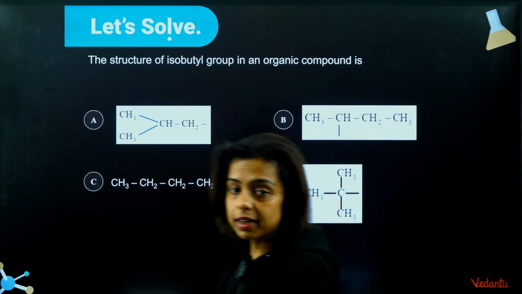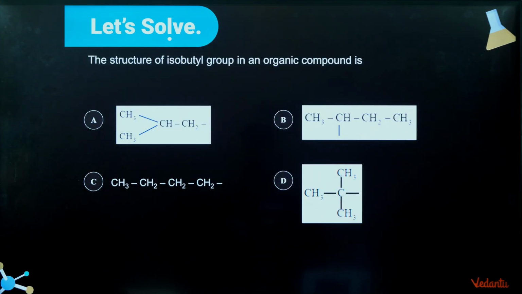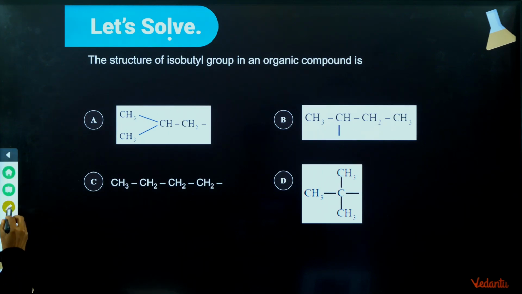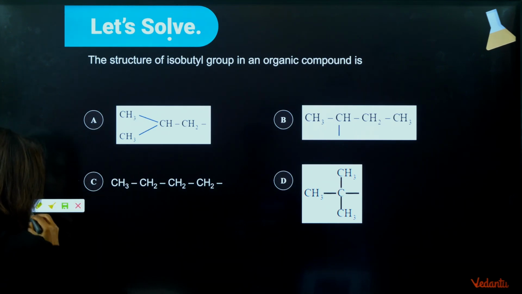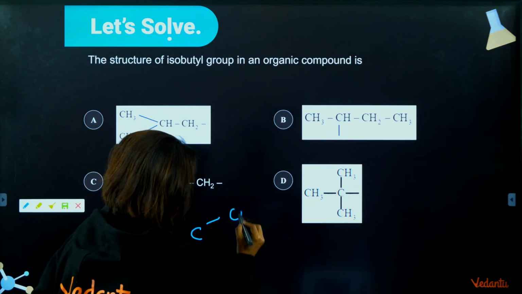Okay, now the next is the structure of isobutyl group. So iso means ending with this chain. Iso means like this.